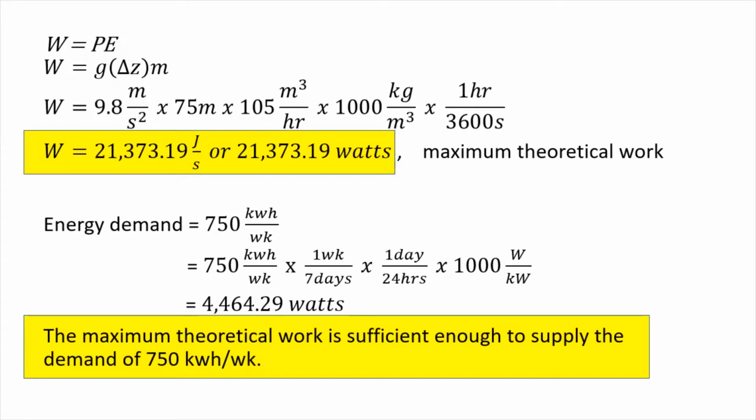We need to convert the energy demand into watts so that we can compare it to the energy supplied. The converted energy demand is 4,464.29 watts, which is less than the energy supply. Therefore, the maximum theoretical work is sufficient enough to supply the demand of 750 kilowatt hours per week.